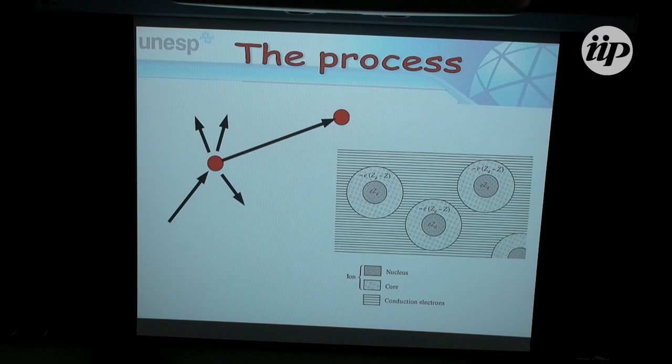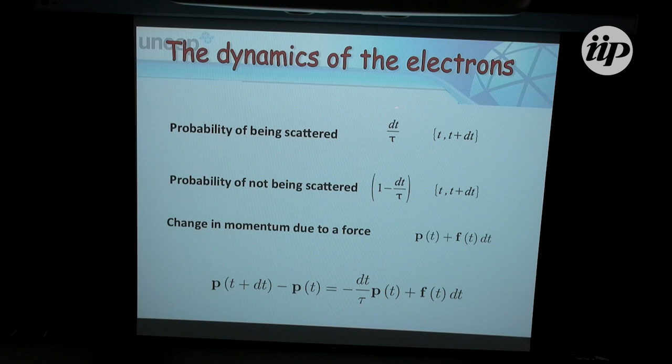So you have a few ingredients to understand. There is a probability of being scattered, which is given by some quantity here, which is related to the material you have. So it's this scattering time. You have a probability the electron will not be scattered. So it obviously is given by 1 minus this quantity here. And then you apply a force, because without any force, the electrons will actually not flow. And this is the idea that if you take a material and you're not applying an electric field, then there's no current flowing through this material. And obviously, this will change the momentum of your particle. So essentially, this is Newton's second law.